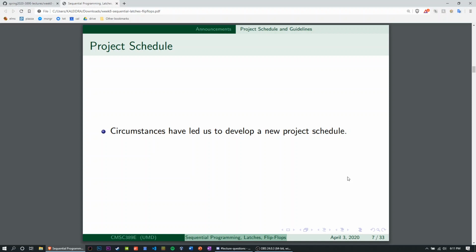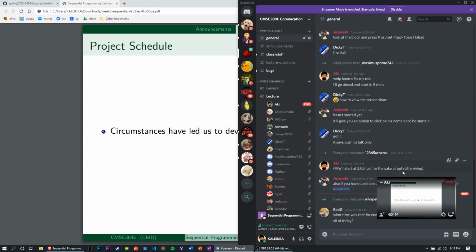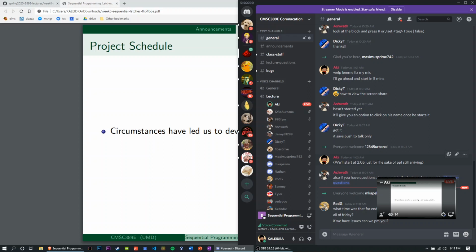Rod asked what time it is for ending the exam. So basically midnight to midnight, so you'll have all of Friday to do it. Yeah, so next Friday the 10th. That's what I was thinking anyway, subject to change. Yep, that should be good. We'll make it universally available for the entire 24 hours. Yeah, if you have issues, PM me for sure. That should be perfect. Should be good for anybody in any time zone.